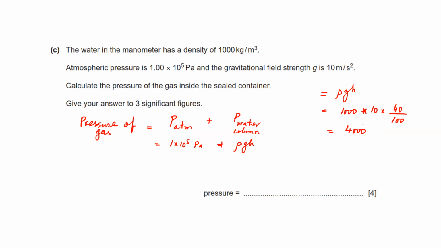So it comes out to be 4,000 pascals, plus 10 to the power 5. So it would be 104,000 pascals. To three significant figures, 104,000 pascals. Okay, pressure is this. Or another way to write it is 1.04 into 10 to the power 5 pascals. Both our answers are correct.